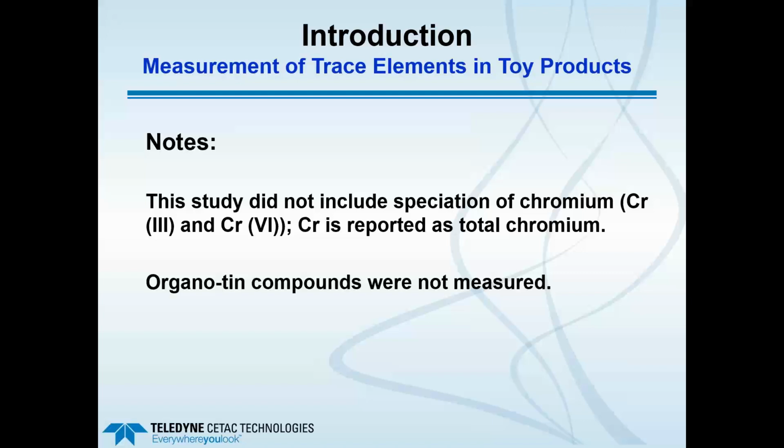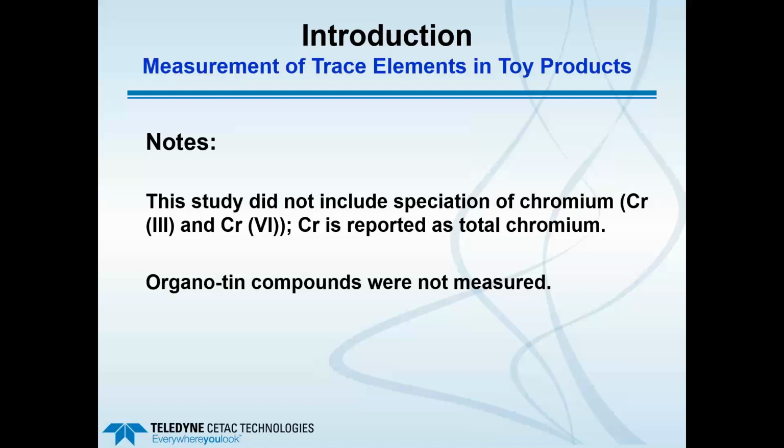Again, I did note this in the earlier slide. This particular study does not include speciation of chromium-3 and chromium-6. The chromium is reported as total chromium, and organotin compounds were not measured, but that is also part of EN71 Part 3.